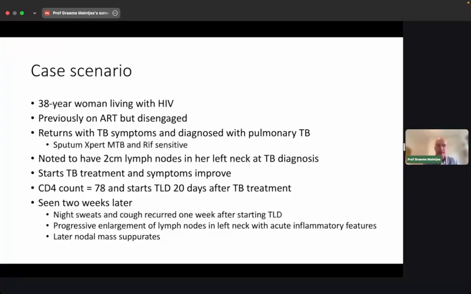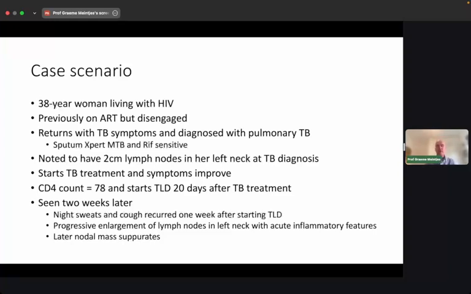And she's seen 2 weeks later, she reports that the night sweats that had got better have returned. Her cough that had got better has also returned. Just 1 week after starting TLD, her TB symptoms have come back. She says, and patients often say, this feels like I'm having a second episode of TB.